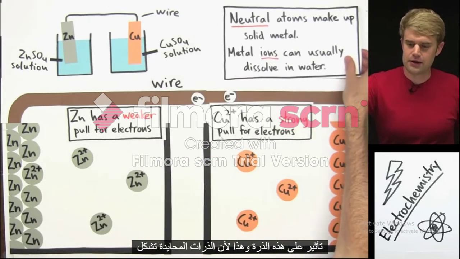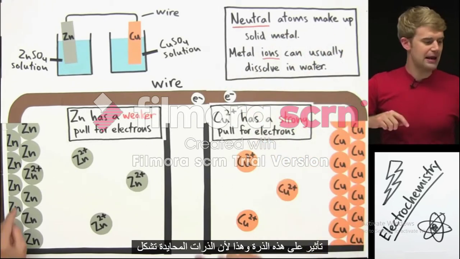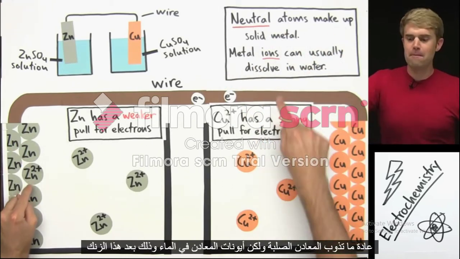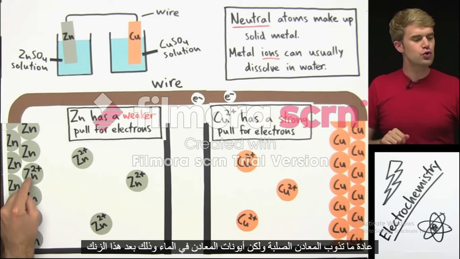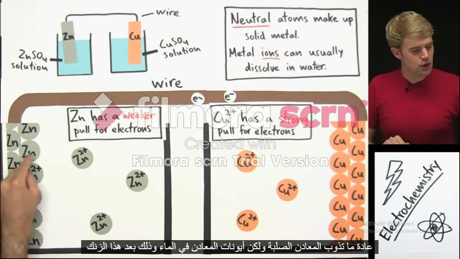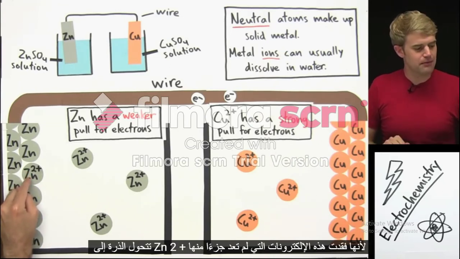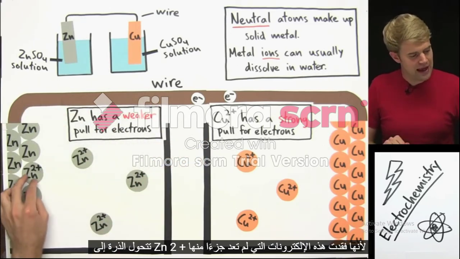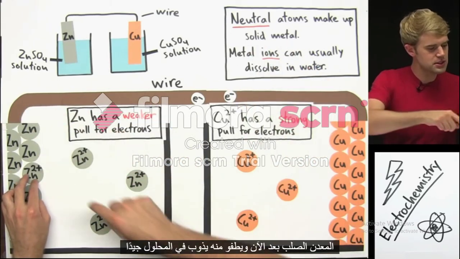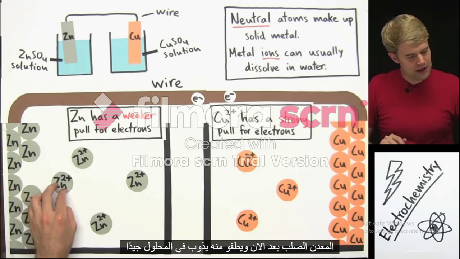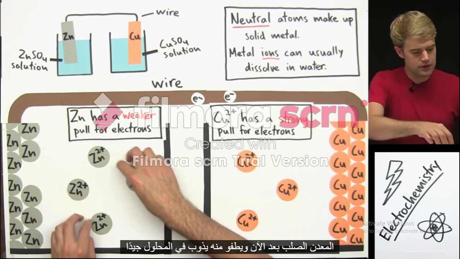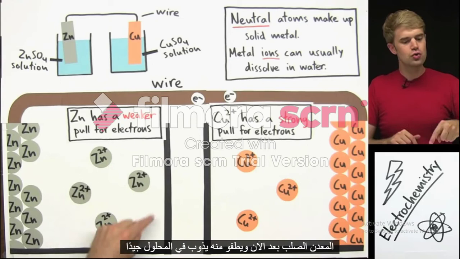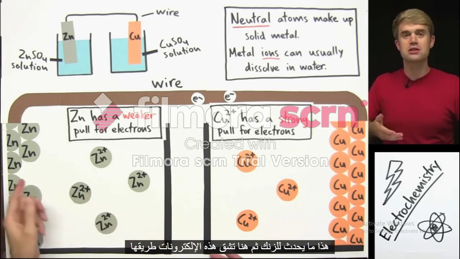And that's because neutral atoms make up solid metal, but metal ions usually dissolve in water. So after this zinc atom turns into Zn2+, because it lost these electrons, it's no longer part of the solid metal anymore, and it floats off, it dissolves into the solution. Okay, so that's what happens to the zinc.